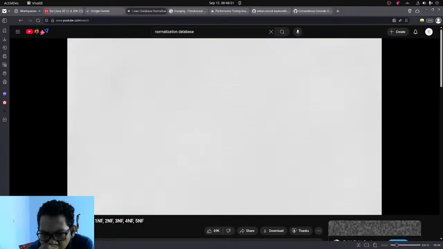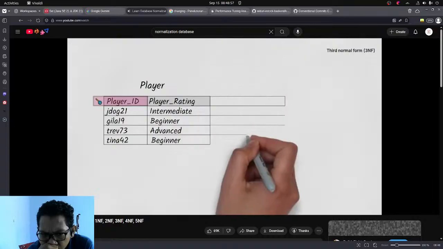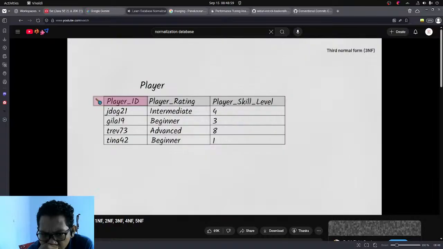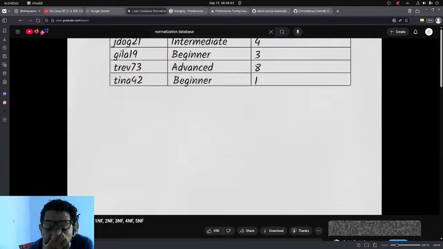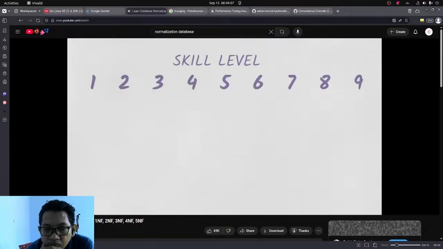Now let's move on to third normal form. Suppose we decide to enhance the player table. We decide to add a new column called player skill level. Imagine that in this particular multiplayer game, there's a 9-point scale for skill level. At one extreme, a player with skill level 1 is an absolute beginner. At the opposite extreme, a player with skill level 9 is as skillful as it's possible to be.